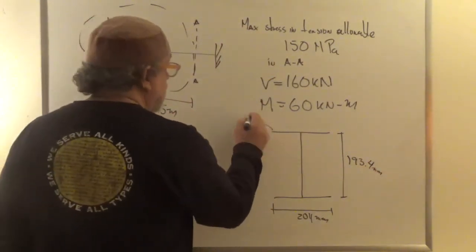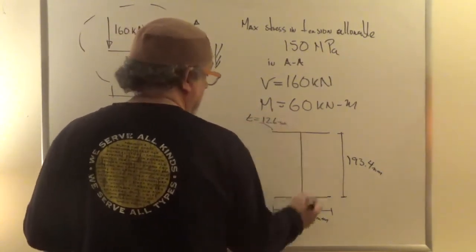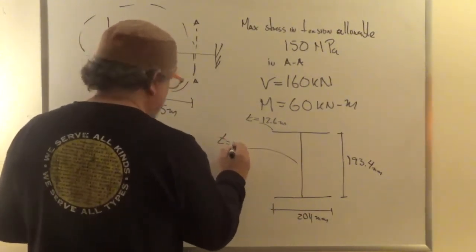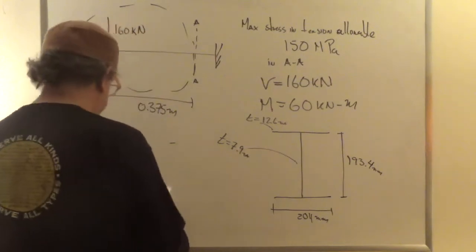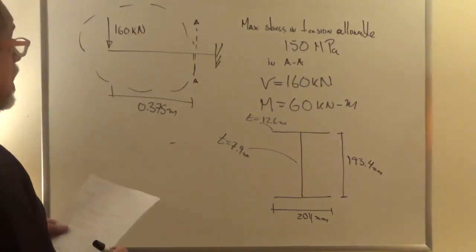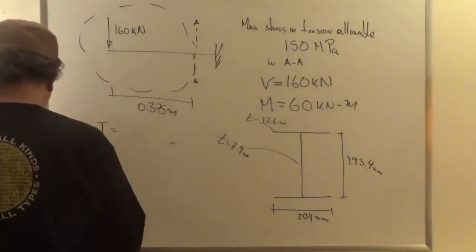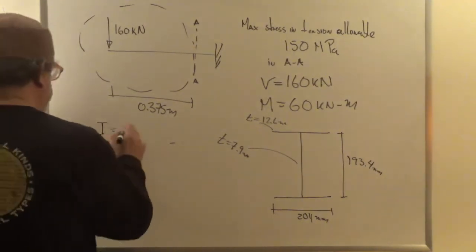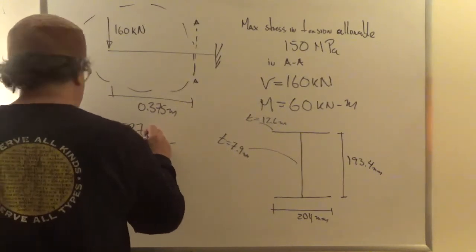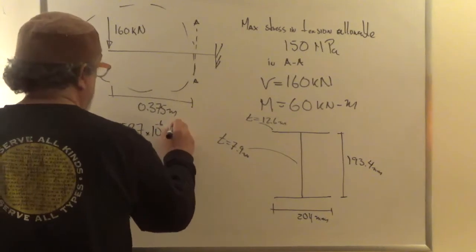The thickness of this one, the flange, is 12.6 millimeters. It's the same as this other flange. And let's say that the thickness of the web is 7.9 millimeters. The moment of inertia, I don't want to go through the calculations, but the moment of inertia of the cross section is 52.7 times 10 to the minus 6 meters to the fourth.